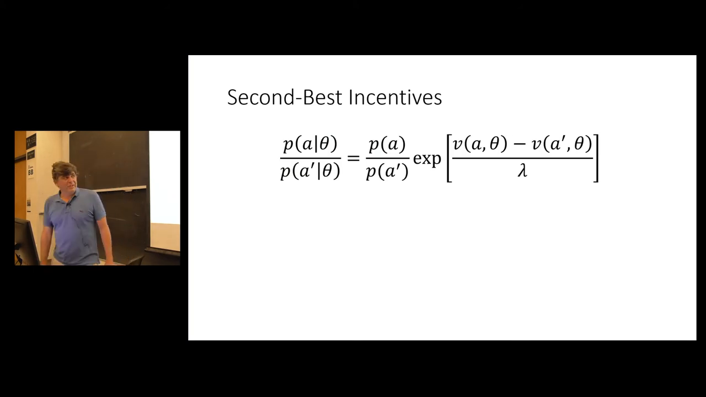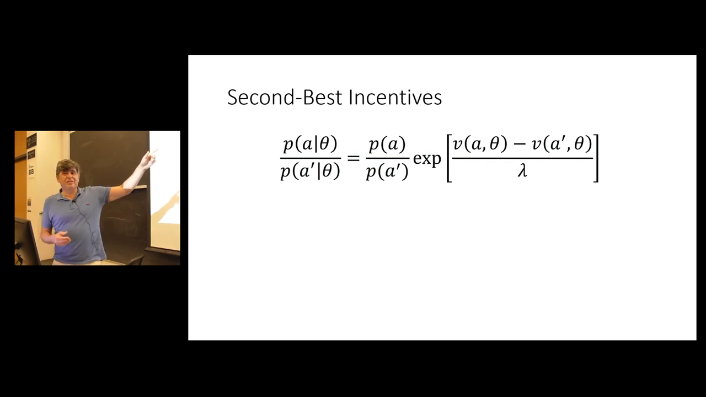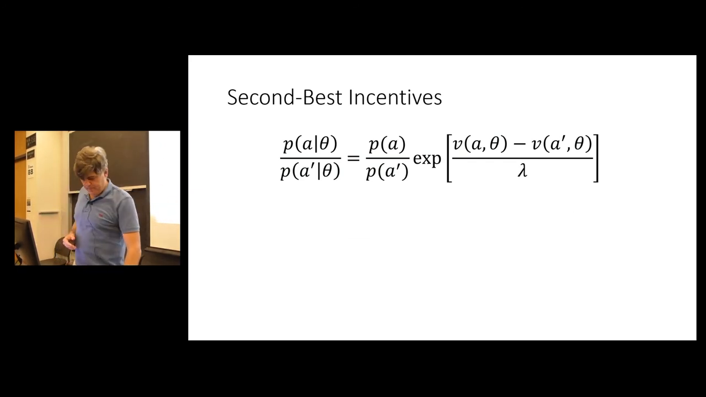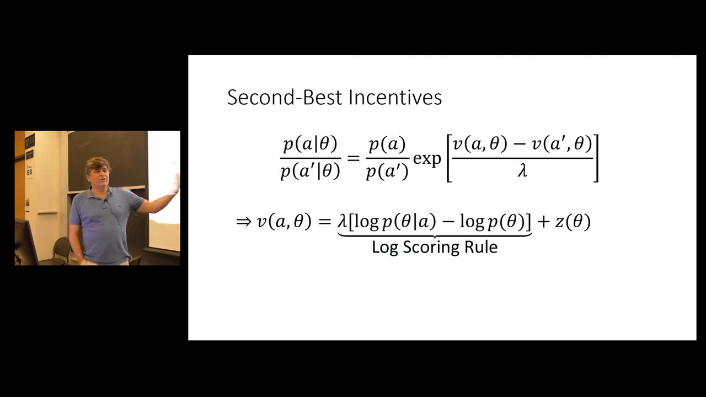What's interesting is the second best. Remember, the agent will be choosing his attention strategy. So this joint probability distribution between action and the state is his attention strategy, depending on V, and V is his utility function that's determined by the payment. But here we can actually solve it for the utility function. We can ask what payment should we give him, or what utility should we induce, in order to make him choose this attention strategy. So the interesting thing is what you get is the log scoring rule.